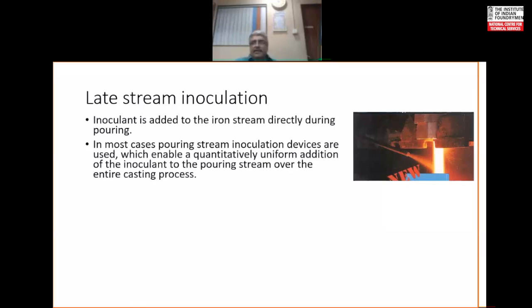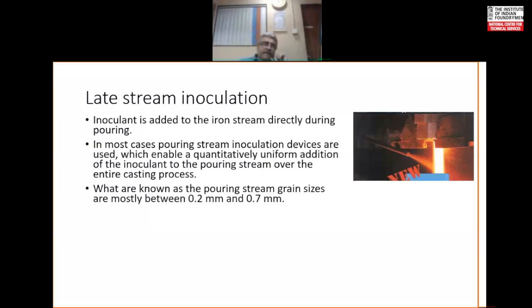So inoculant is added into the metal stream as it is getting poured in the mold. You see the stream of inoculant here. In most cases, stream inoculation devices are used. They enable the quantitatively uniform addition of inoculant to the pouring stream over the entire casting process. Typically, for these machines, you will adjust the cycling so that inoculation feeding starts just after the pouring has started, and it stops just before the pouring is stopped. So the dosage of inoculation is programmed into the device accordingly.